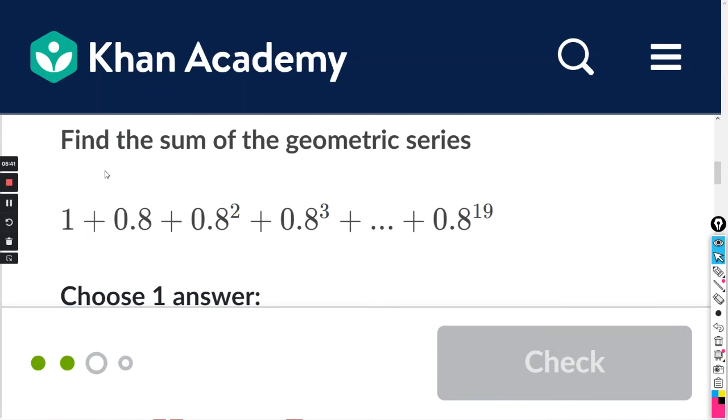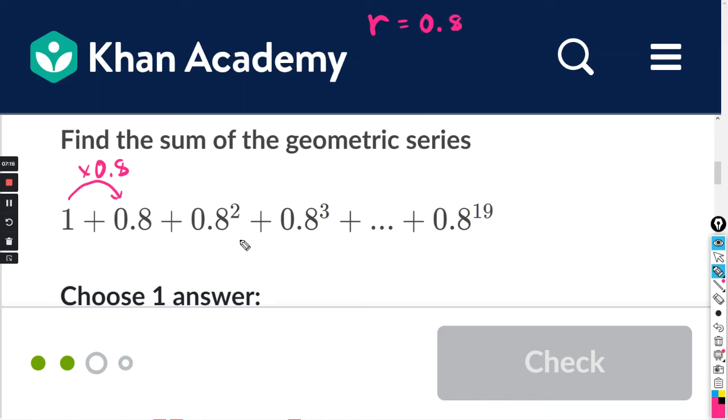Okay, here they want us to find the sum of the geometric series. So first you want to see what you are multiplying by each time. As you can see, since the first term is 1, to get from here to here, we are just multiplying by 0.8. If you can't see it, take any term and divide by the previous term to get r. So 0.8 divided by 1 is just going to be 0.8.